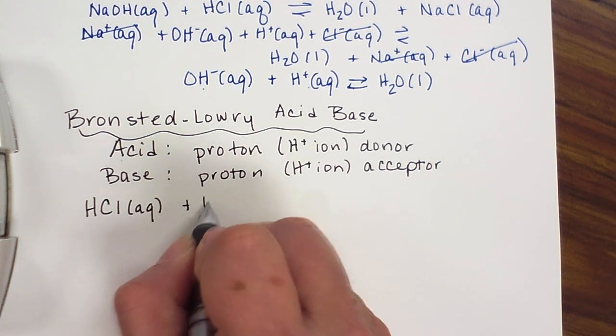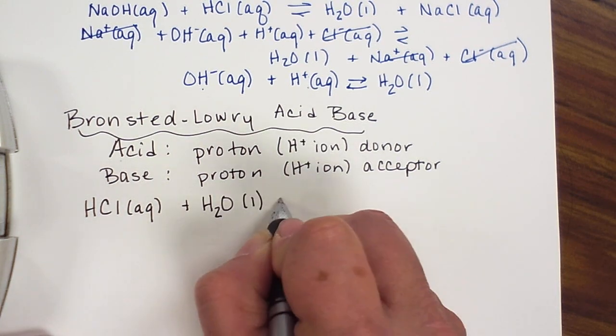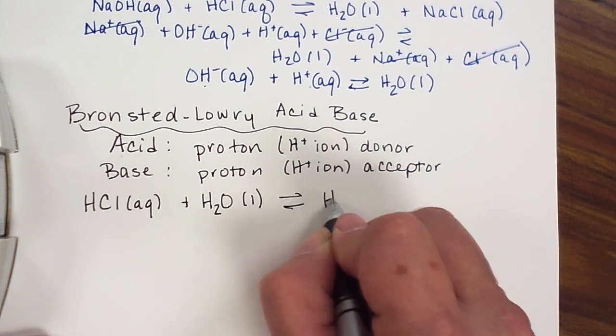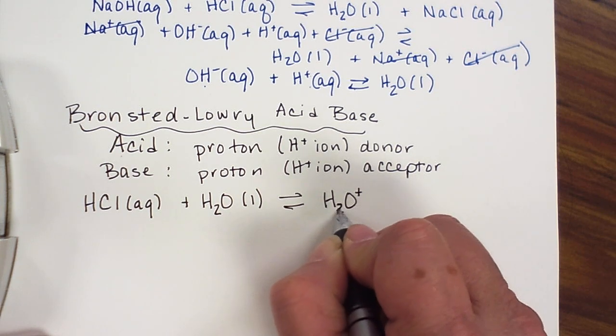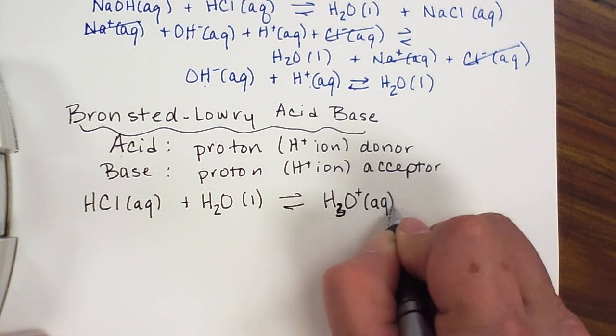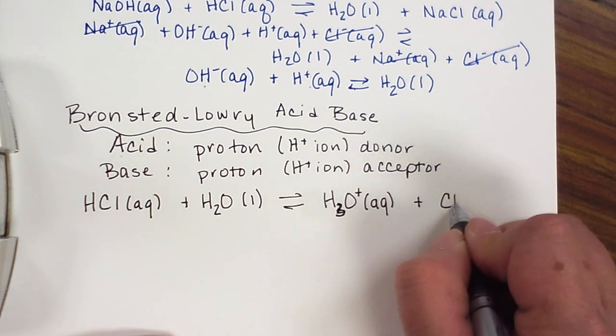And I'm going to add the water in. Okay, and then I'm going to dissociate it. So on the other side, I'm going to use the hydronium ion, because in this case, H3O+. In this case, that's going to be important. Plus, I'm going to get that Cl-.